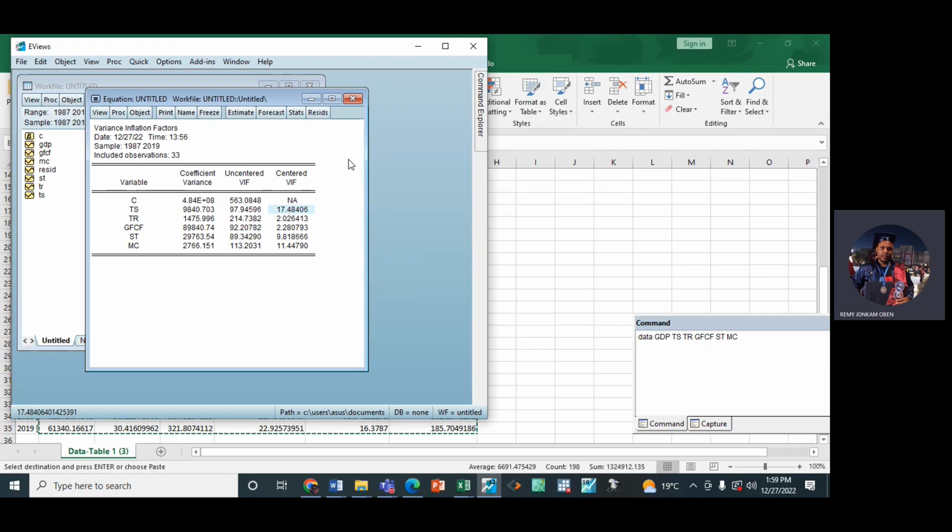Okay, guys, you get the whole idea, right? So with multicollinearity, we have 2 tests. What do we check? The correlation matrix, and we also check variance inflation factors.